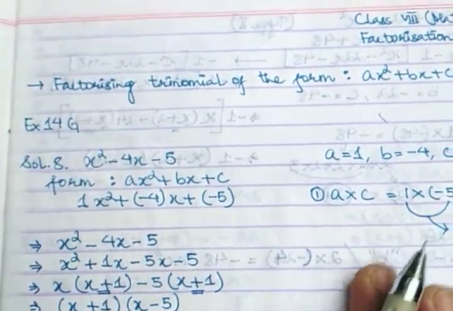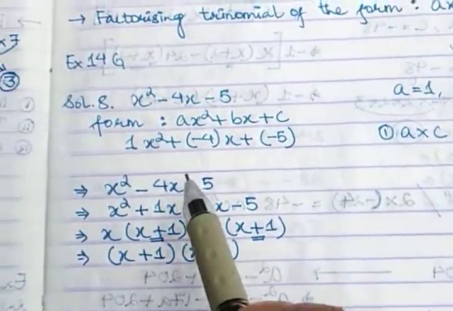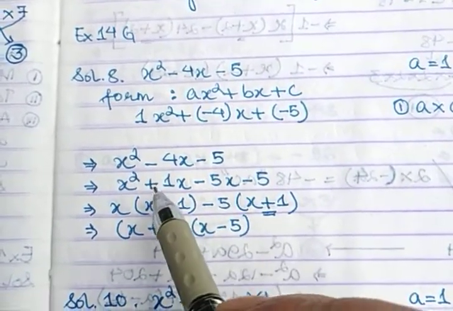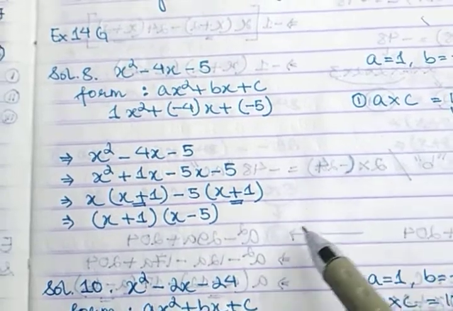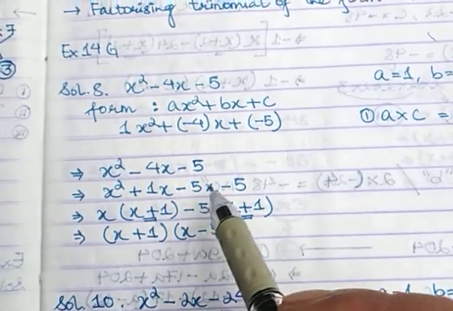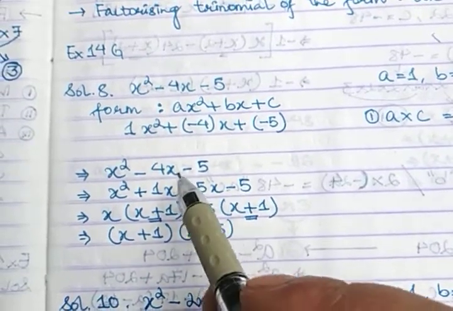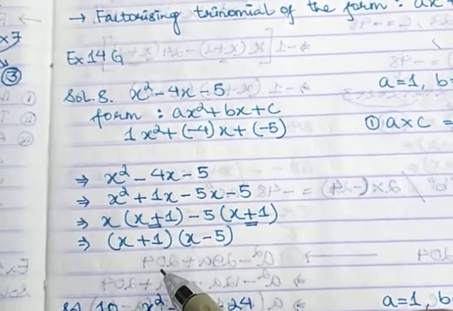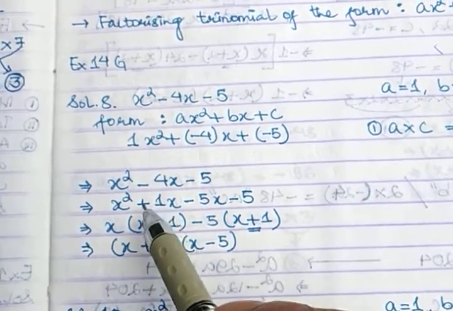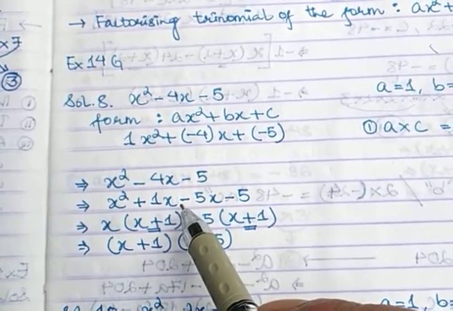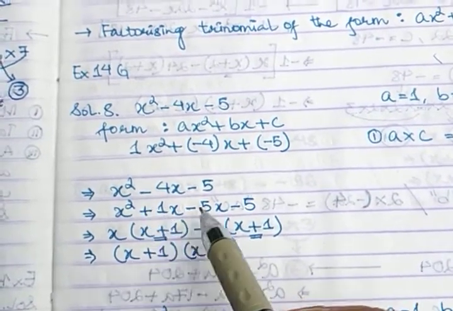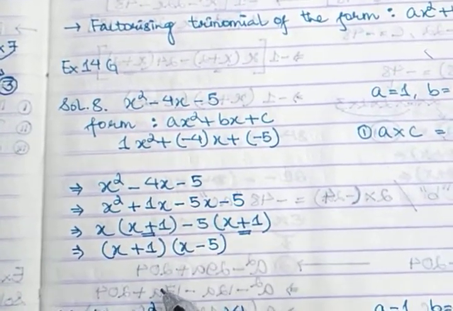On the next line, I write the question again: x squared minus 4x minus 5. The next line: x squared, remember the sign of 1 was plus, so plus 1x minus 5x, and the third term minus 5. We are splitting the middle term. If you want to cross-check, you can: plus into minus, opposite signs are subtracted, the sign of the greater number follows, the greater number is 5, so minus 5 minus 1 is minus 4x.